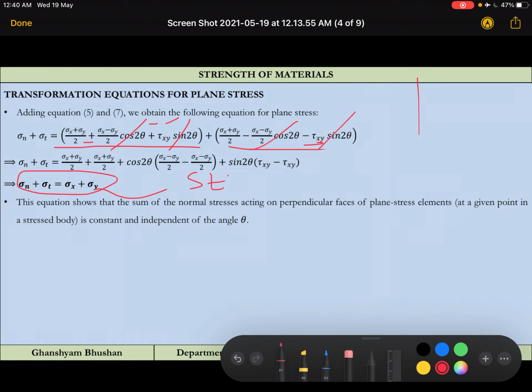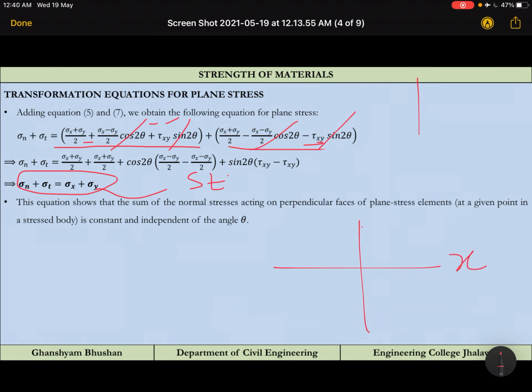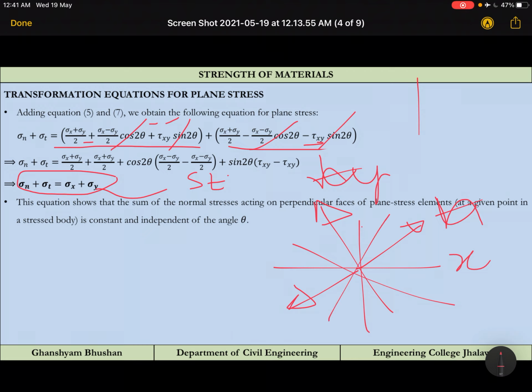Now, so this was x and y, this was t and n. You can take any value. Sorry, this was n and this was t. You take any two mutually perpendicular axes. Clear? So this was x, y, n, t, any number of planes you can take. You will always get these two values on two mutually perpendicular axes for a given stress element in a plane stress condition. You will get sigma n plus sigma t is equal to sigma x plus sigma y.